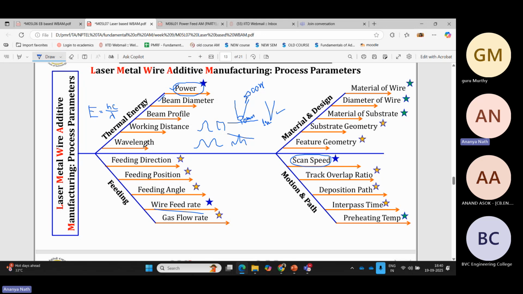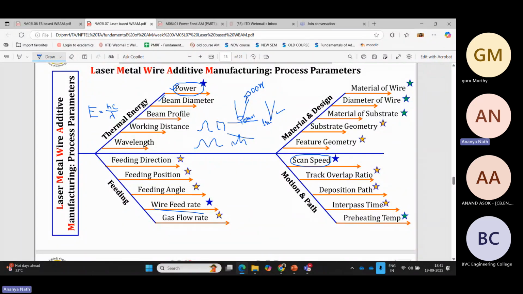It should not be that your gas flow rate is so high that your wire, your melt pool is disturbed. This should not happen. Then your material and design. So the material of the wire, the diameter of the wire, the material of the substrate, these all are the things that give me the actual property after deposition.